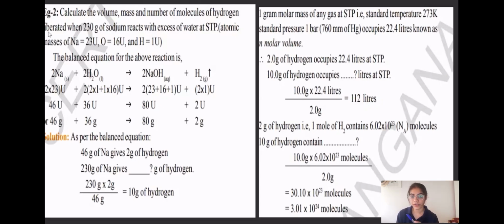What is most important is that the equation that you write must be balanced. If the equation isn't balanced, the masses that you will calculate will go wrong. If the masses that you calculate will go wrong, all your answers will go wrong. Hence, it is important to balance any chemical equation that is given to you, or it is important to check whether the equation is balanced or not. That is it for this session.